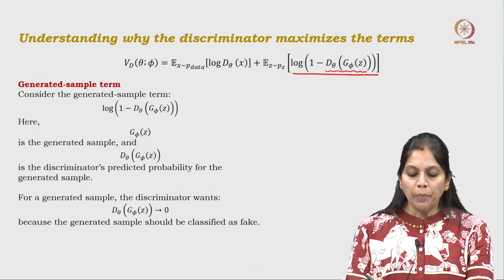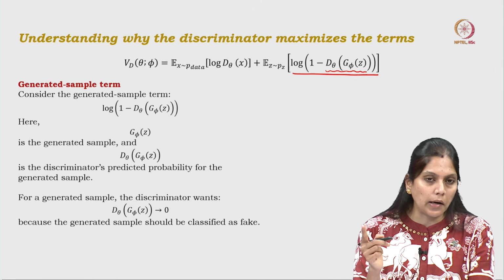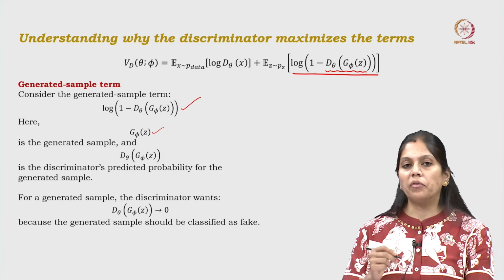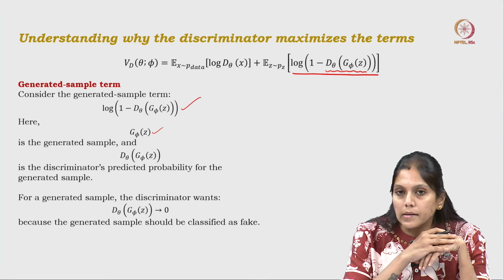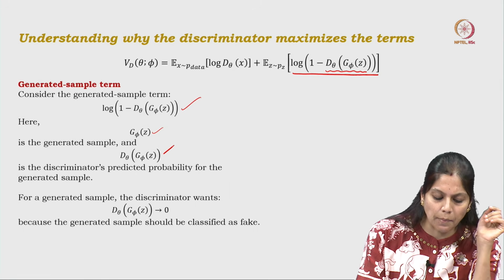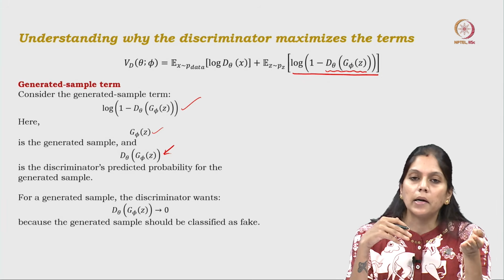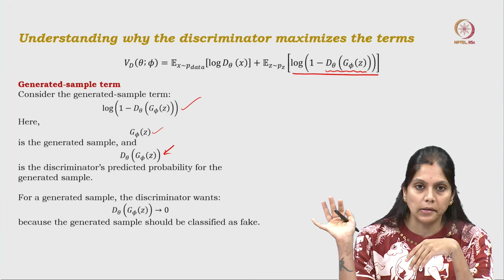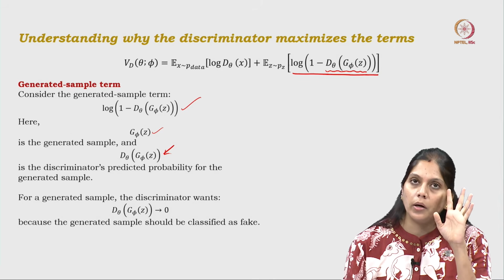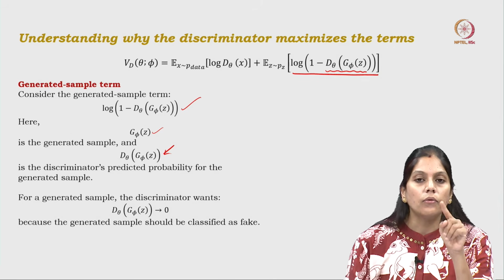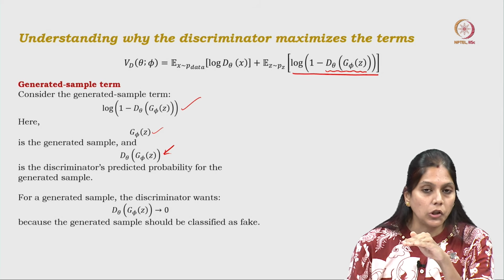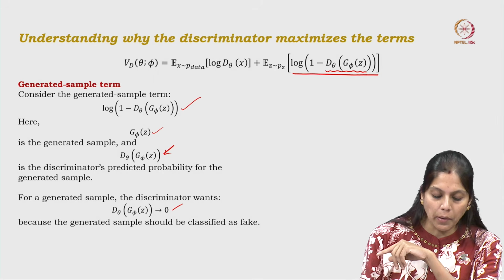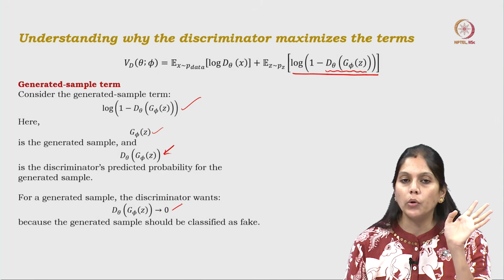Since we are dealing with generated samples, we are considering this term. In this, what exactly is G theta of Z? This is the generated sample. That generated sample is then passed to the discriminator. What will the discriminator give? It will give the predicted probability for the generated sample. Recall, for a discriminator, when you pass a generated sample, its probability value should be closer to 0. This we know very well.